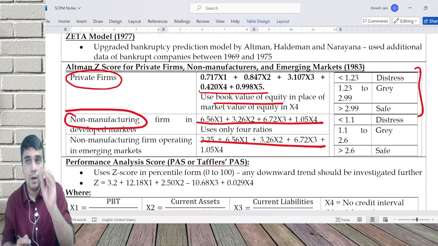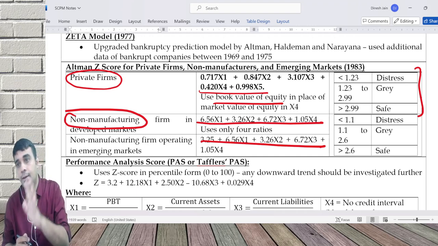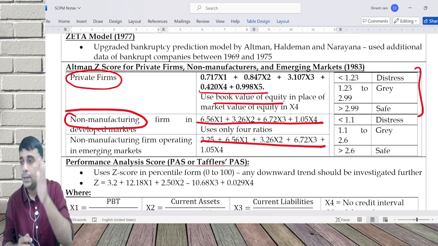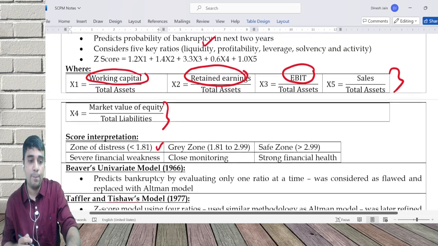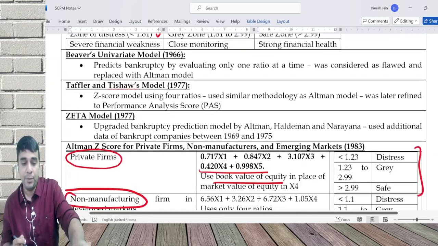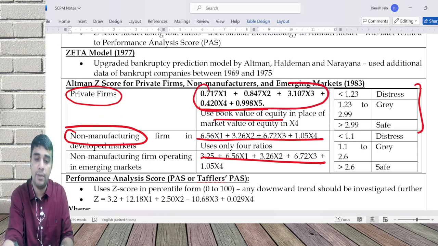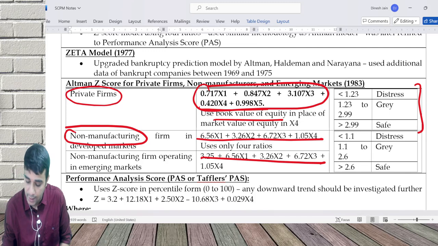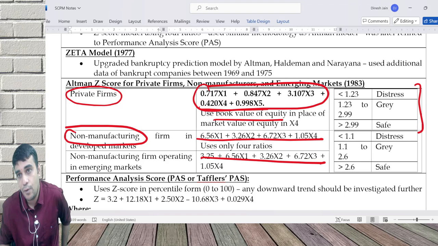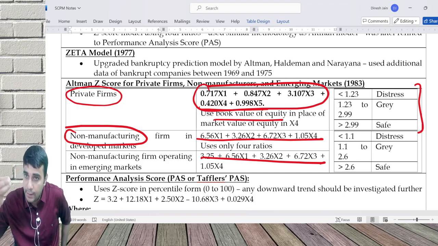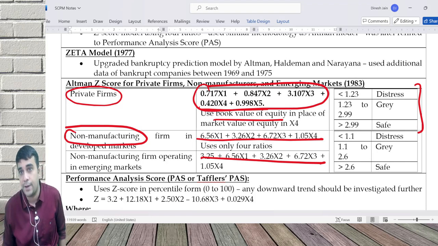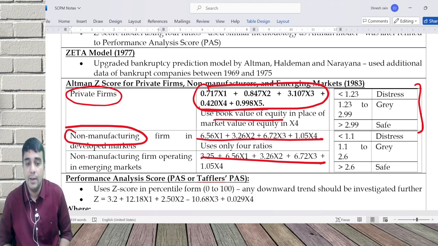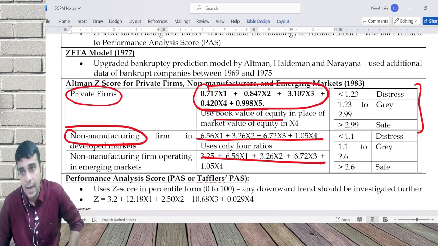This is for classification. Only this much you need to know. Less than 1.1, greater than 2.6, less than 1.23, greater than 2.99, less than 1.81, greater than 2.99. I at least don't see a possibility of you remembering this very clearly. In case you remember, great. But otherwise, answer x1, x2, x3, x4 and x5 and see it five minutes before your exam. At least remember the other Altman, which is your manufacturing model, be very clear, because these are very random numbers. If there's a logic to the numbers, I can explain to you. I also cannot explain. Nobody can explain.